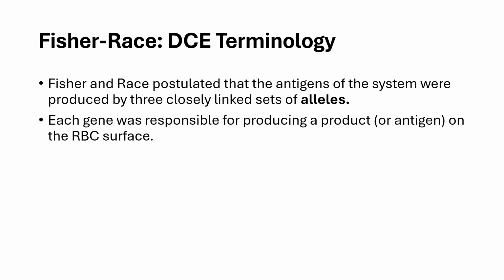Then we have the genetics for the Rh antigen. The Fisher-Race theory proposed that the Rh system antigens are encoded by three closely linked sets of alleles, commonly referred to as D, big C, little c, and big E, little e. Each gene is responsible for producing a specific antigen on the red blood cell surface.